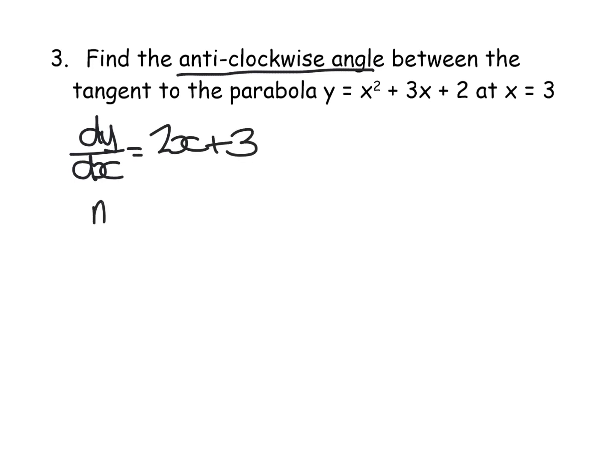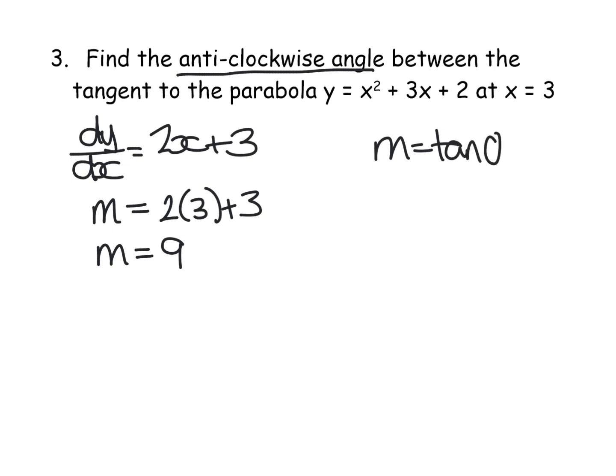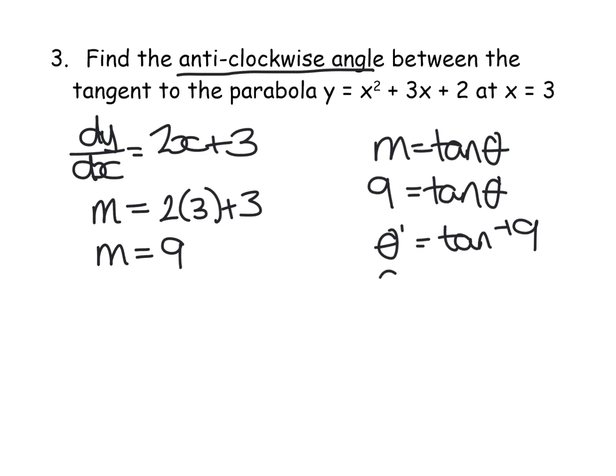I'm going to change dy by dx to m for gradient. We know x is 3, so we're going to do 2 times 3 add 3, which is 9. So my gradient is 9. So then if I do m equals tan theta, I can replace that with 9. And then theta will be inverse tan of 9, which gives us 83.7 degrees to 1 decimal place.